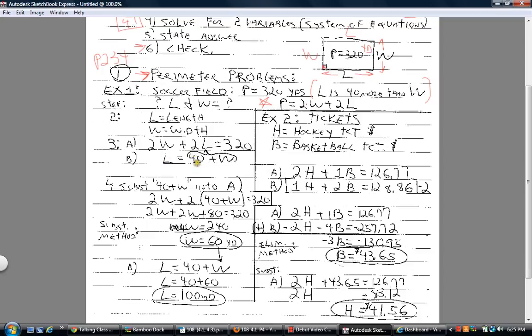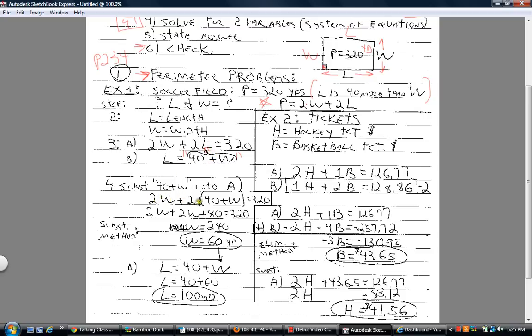So 40 plus W represents the expression for the length. Okay, guess what you do? Pick the substitution technique. Here's your first equation. You know length is represented by 40 plus W. Substitute it in and rewrite it.